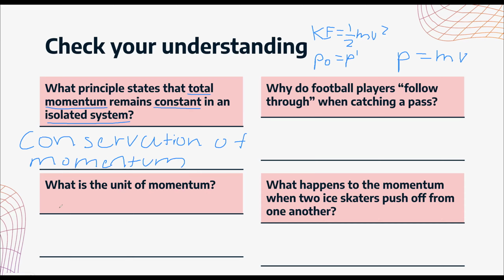Okay, what is the unit of momentum? This one can be kind of confusing, but if you think about it, remember momentum is mass times velocity. And we know the unit of mass is kilograms, and the unit of velocity is meters per second. So the unit of momentum is just kilogram times meters per second. This is also technically a Newton second because Newtons are kilogram meters per second.